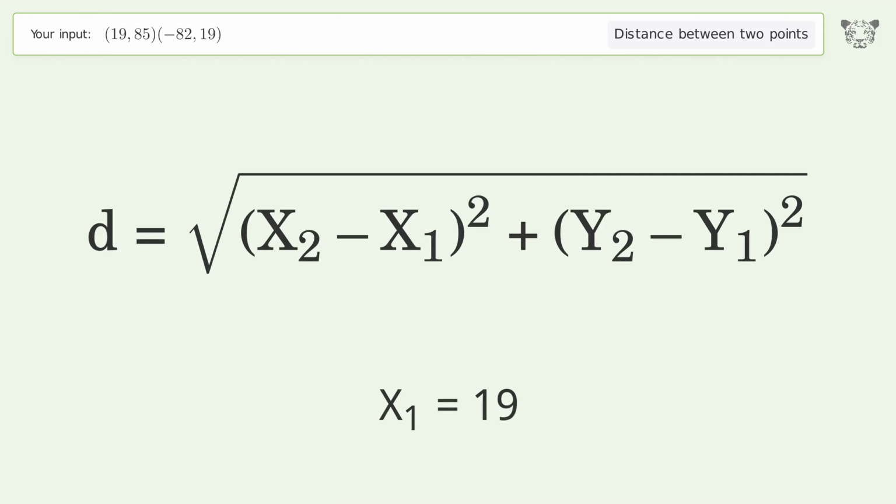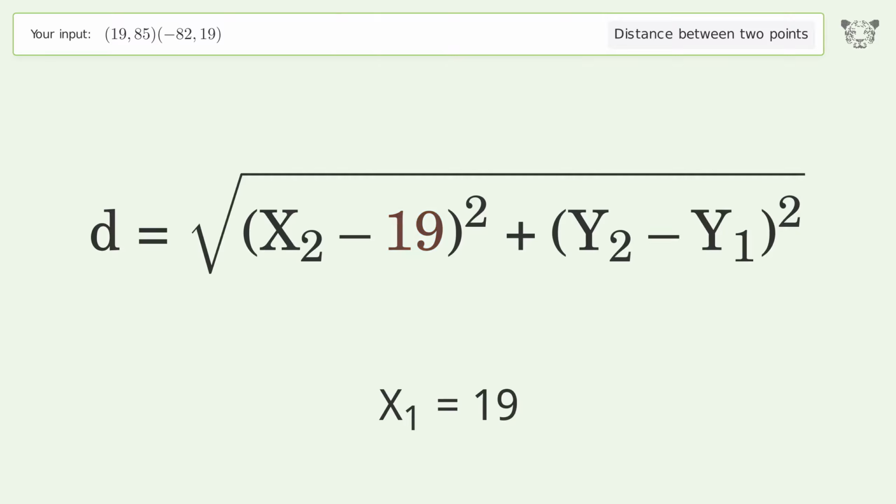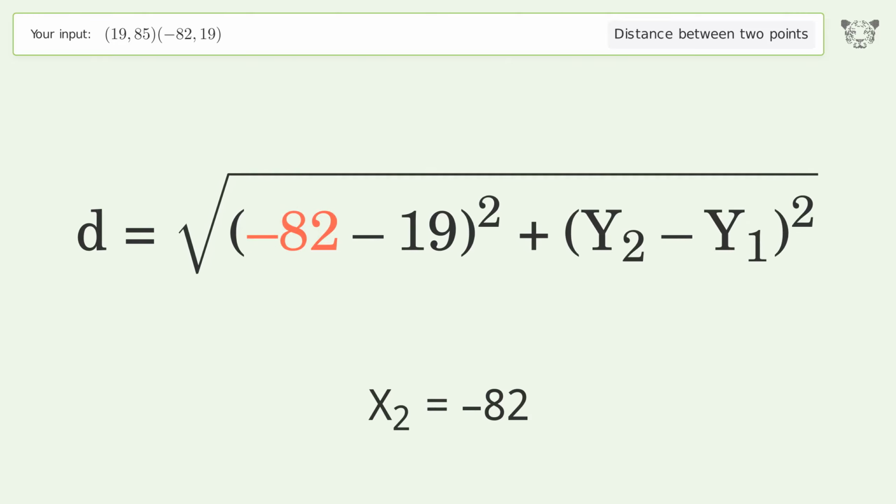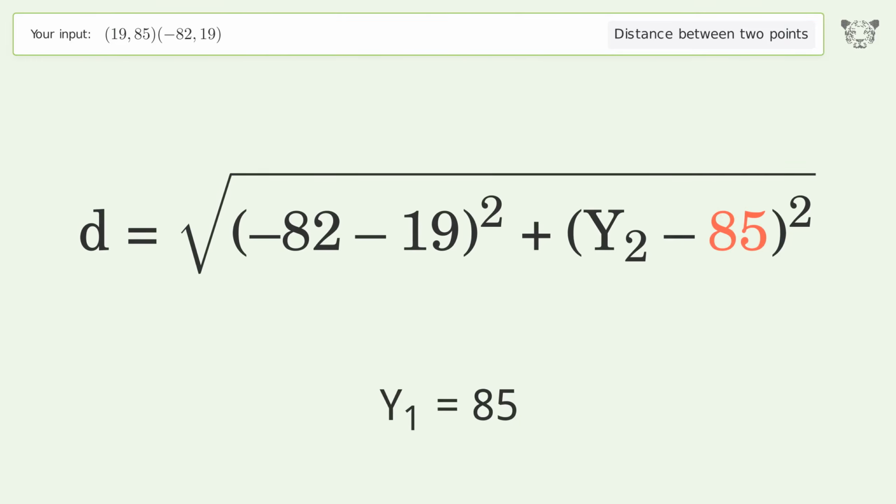x1 equals 19. x2 equals negative 82. y1 equals 85. y2 equals 19.